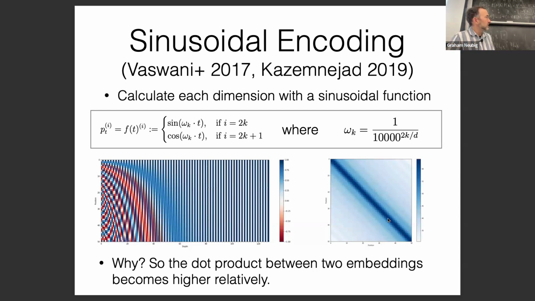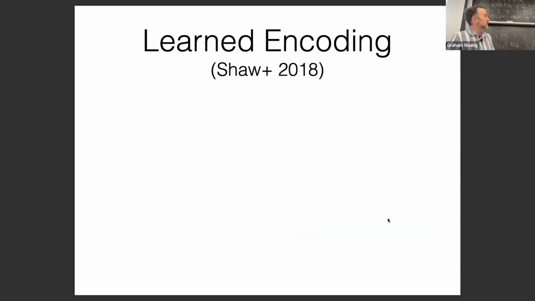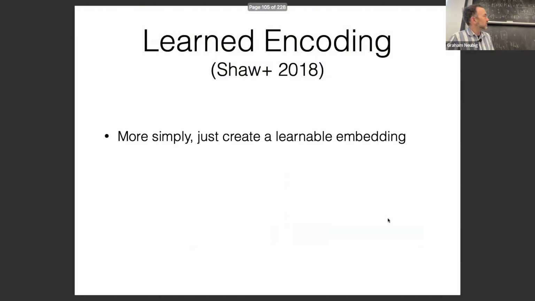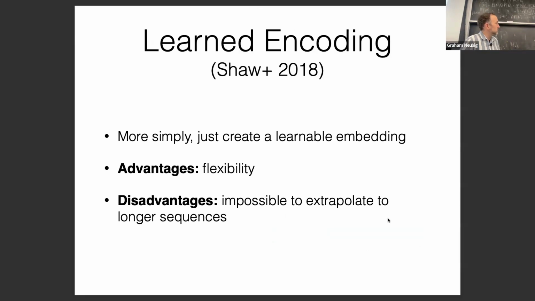Another option is learned encoding. Learned encoding basically just initializes a single encoding for each position and learns it together with the model. The advantage of this is that it gives you more flexibility. The disadvantage is that it makes it absolutely impossible to extrapolate to new lengths.